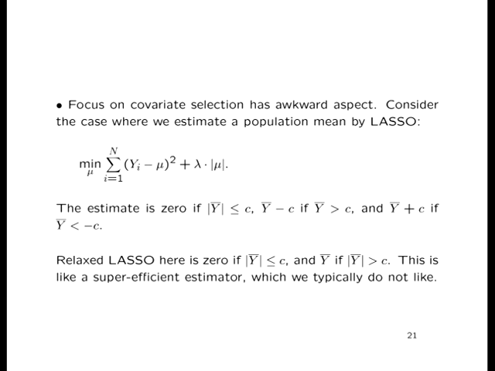Focusing on covariate selection the way Lasso does has some awkward aspects. Sometimes we think about super efficient estimators, where we try to estimate a mean and estimate it by 0 if the average is close to 0, and by the sample average if the average is far away from 0. You can show that estimator is super efficient in the sense that it always does as well as the mean in large samples, but it does much better than the mean if the true population mean is close to 0. And so Lasso has the same feature. It shrinks these estimates towards 0, and it does very well if these estimates are very close to 0.